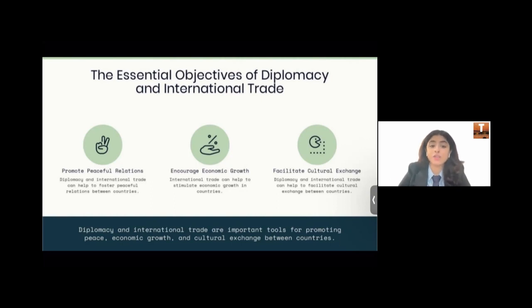Last, establishing a favorable global environment. Both diplomacy and international trade work together towards establishing a favorable global environment for countries to engage in economic relationships. Diplomacy helps to shape international norms, rules, and institutions that promote fair trade, reduce barriers, and protect intellectual property rights. International trade fosters a rules-based trading system and encourages the resolution of trade disputes through established mechanisms.